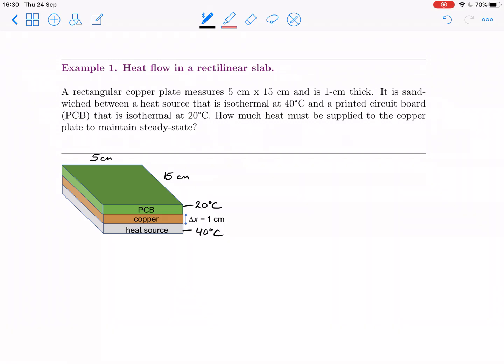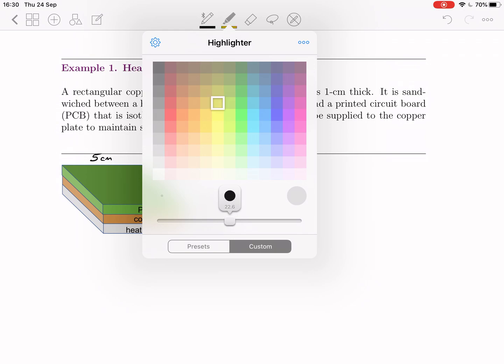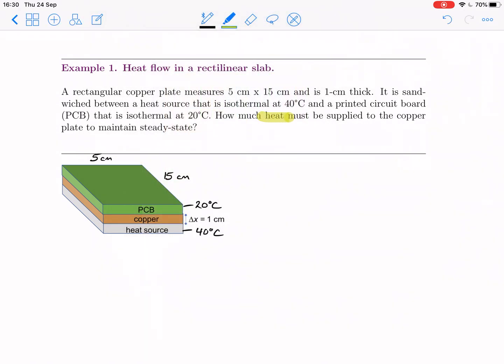So the first thing we notice about this question is that it's actually asking us for heat. How much heat must be supplied? And so that's a trigger to us to use Fourier's law. We'll see in upcoming examples that when a question asks about a temperature profile, generally in that case we'll use the heat equation. All right, so Fourier's law we've just learned.